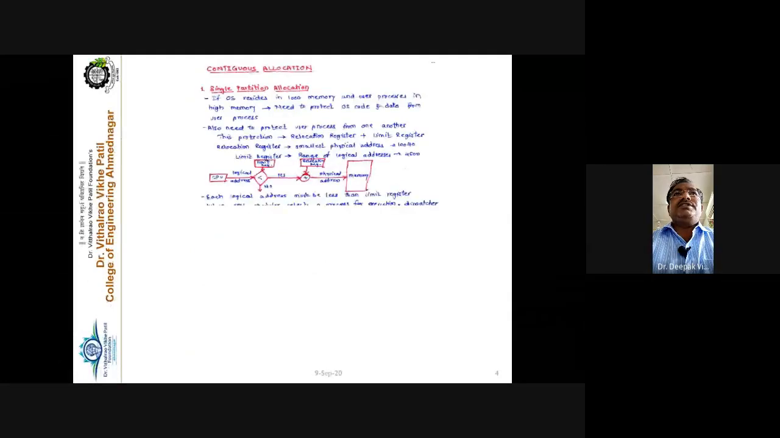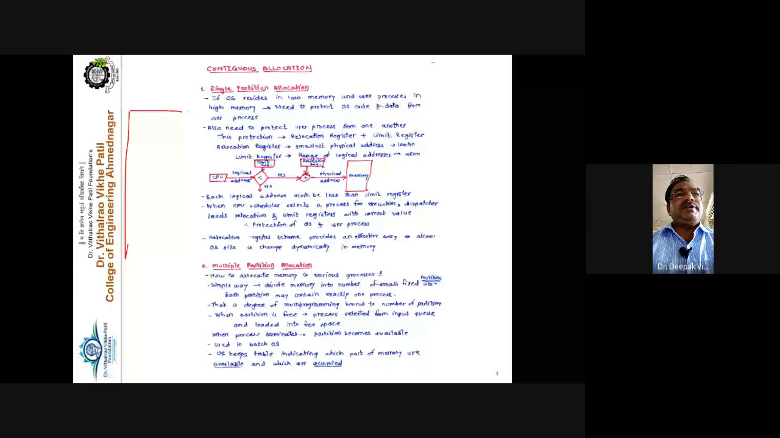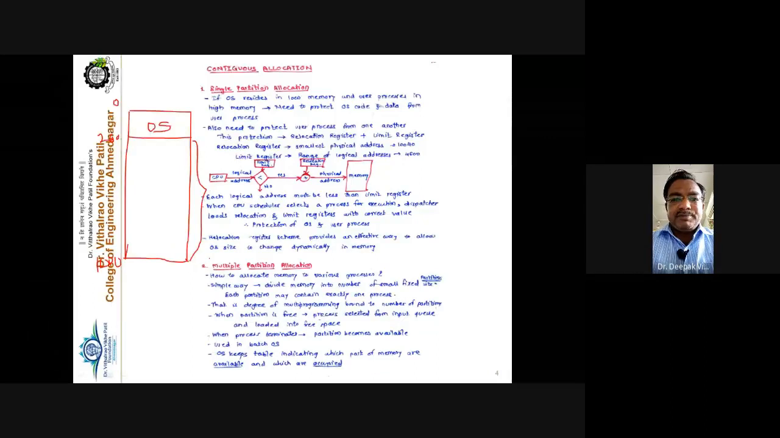If the operating system resides in low memory and the user processes in the high memory, consider this as your main memory, a 1 GB of memory. Say for example 1000 MB of memory is available, and the initial part, 0 to 200 block of the memory, is allocated to the operating system. In single partition allocation, we are considering the entire memory as a single block where the processes can be stored in the available area.